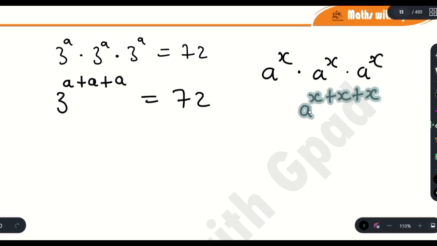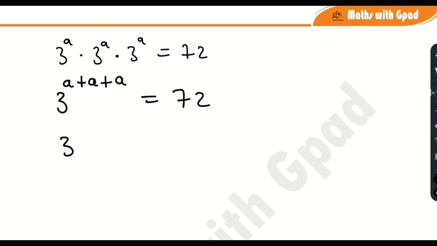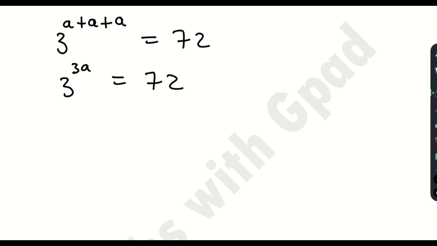So moving on, this is going to be 3 raised to the power a plus a is 2a, 2a plus a is 3a. And this is equal to 72. What I have to do next is to group this 3 raised to the power 3, and 3 raised to the power 3 is 27. Then you have 27 raised to the power a is equal to 72.